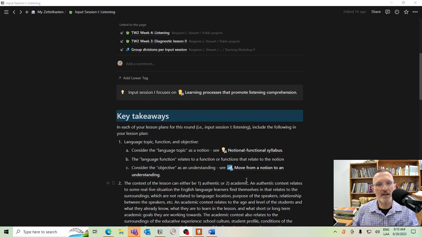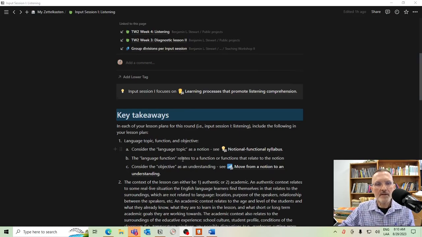So the understanding or the objective is related to the topic. It's related to the notion. And of course, the function also relates to the notion, right? So the notion, the function, and the objective need to align. They need to be related to the same thing, but they're slightly different.